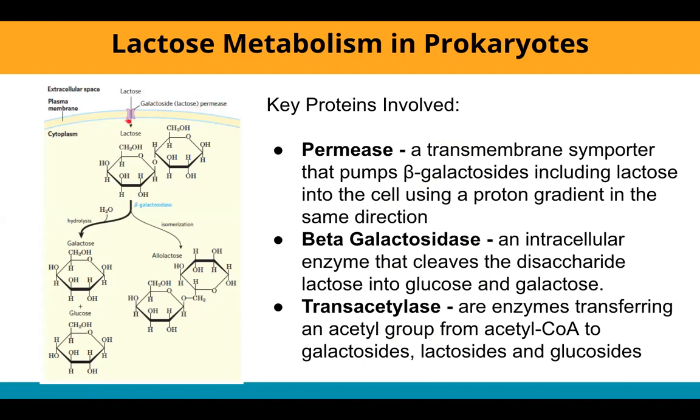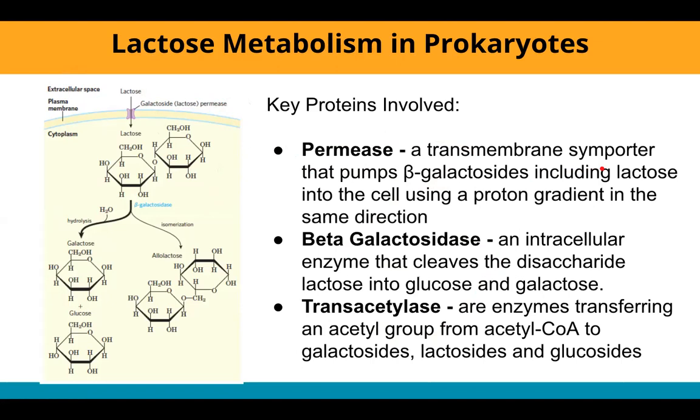For permease, also known as the lactose or galactoside permease, you see this protein. This is the cell of the bacteria. This is the protoplasm, this is the cell membrane, this is the extracellular space. So the first key protein involved is the galactoside or lactose permease, a transmembrane symporter.